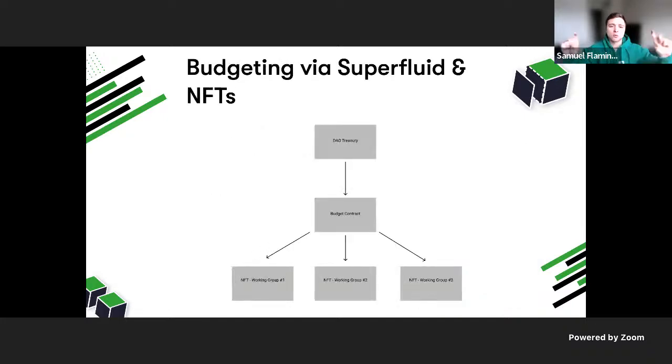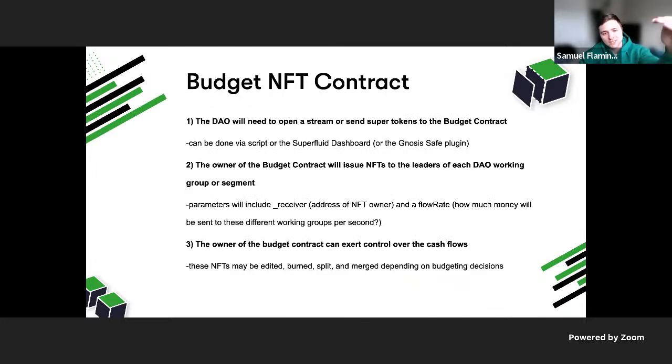So from an architecture point of view, how is this going to look, right? The DAO treasury there is separate from our system, but we can imagine the DAO treasury as the owner of this budget contract here in the middle. The DAO treasury is going to send funds to the budget contract. And then the owner of the budget contract, which presumably will be the DAO treasury, will mint NFTs to sub working groups, okay? So this is more of a textual recap here. I'm not really going to go through this because we kind of just talk through it.